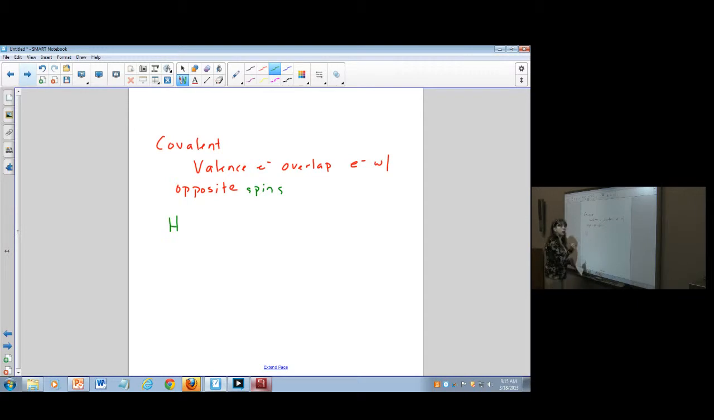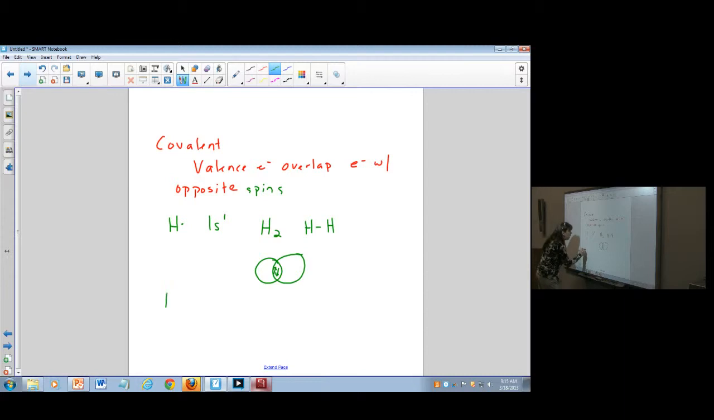For example, hydrogen is a 1s1, meaning it has one electron. And so if I make H2, or H-H, the s orbitals are spherical, remember, and so they can overlap and each provide one of the electrons, of opposite spins, to form the hydrogen molecule.